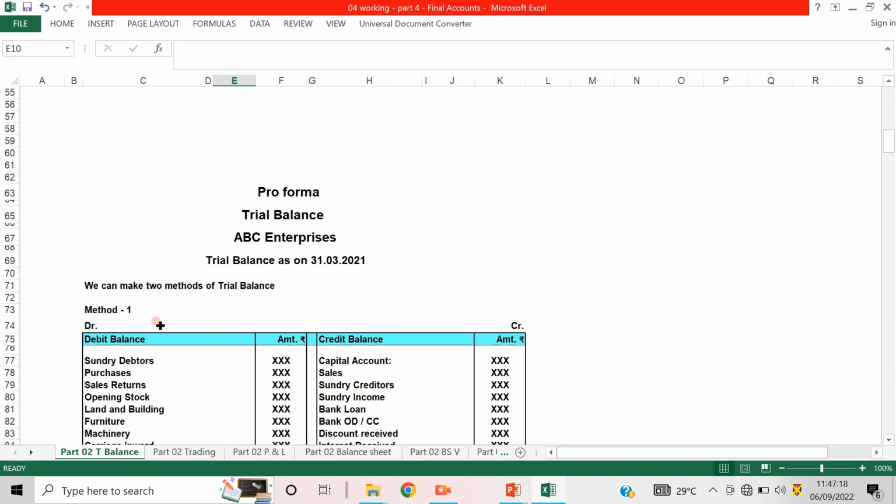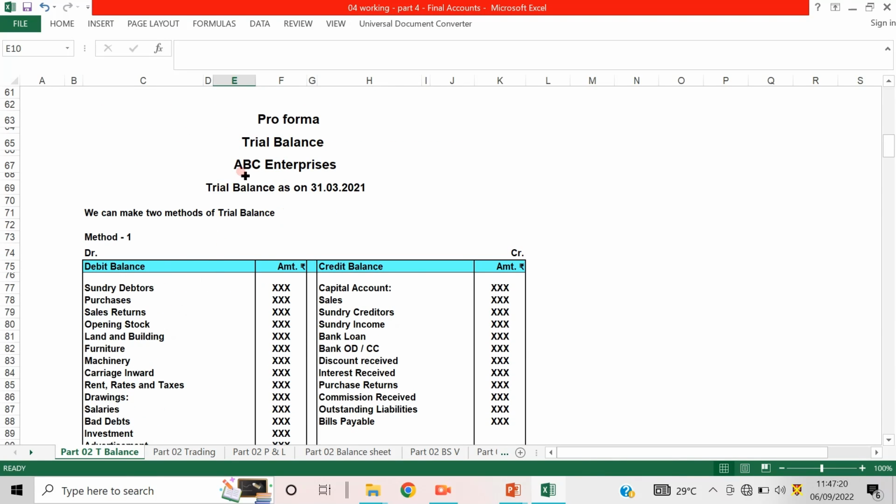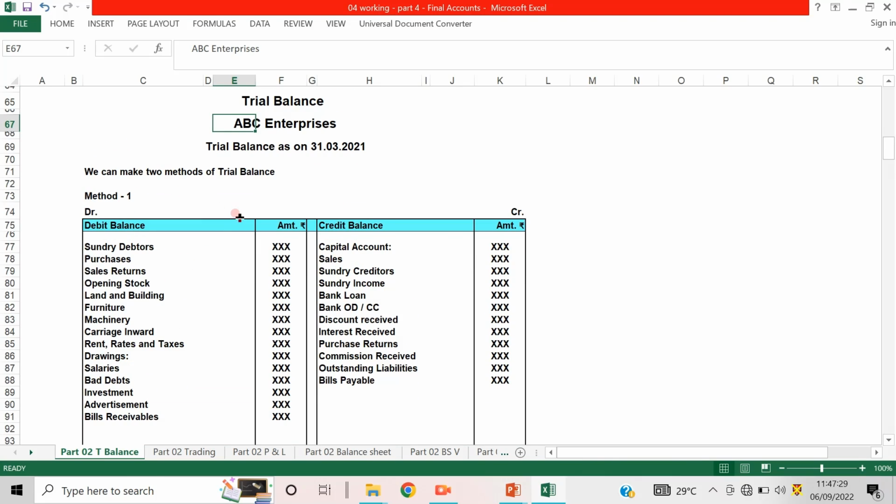Now let us see a proforma of a trial balance. I am just taking ABC Enterprises here, only for the purpose of the trial balance as on such and such date. This statement can be prepared in two methods. One is with a middle column for particulars, where the left side is the debit side and the right side is the credit side.